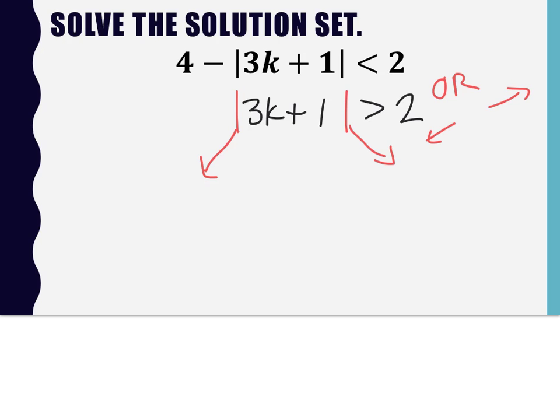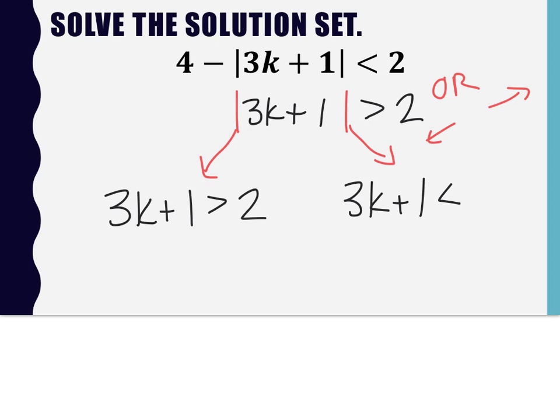So our first inequality, you write it exactly like you see it: 3k plus 1 greater than 2. Exactly how you see it. The other one is just 3k plus 1, you must flip your sign. That's how you get the or. And it's negative 2. So if it's an or statement, you've got to flip your sign and then make the other number negative.